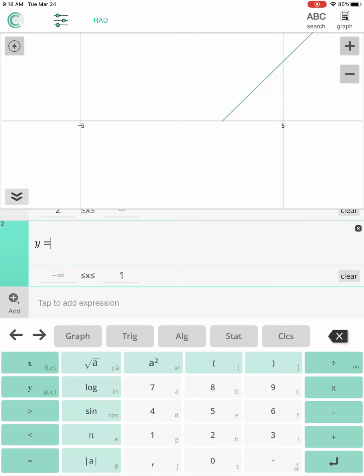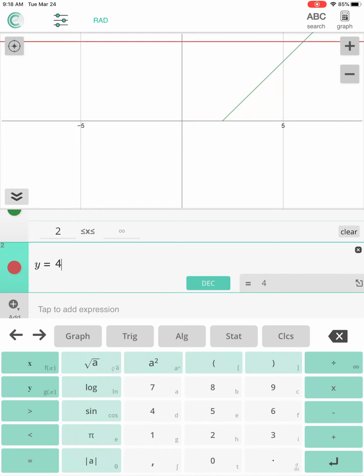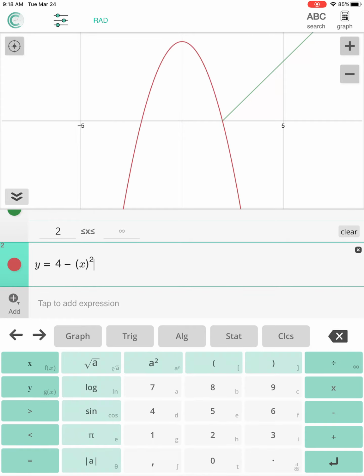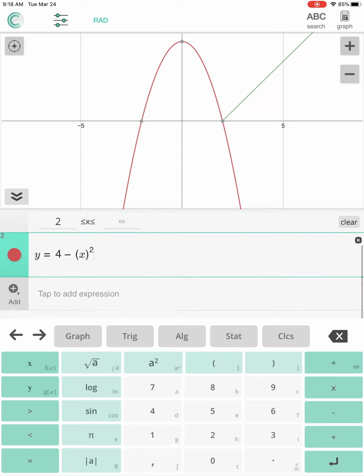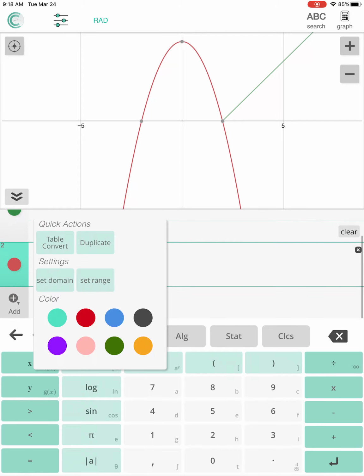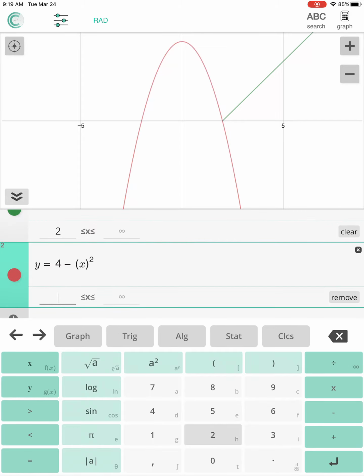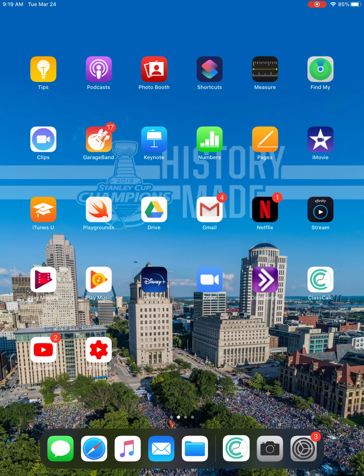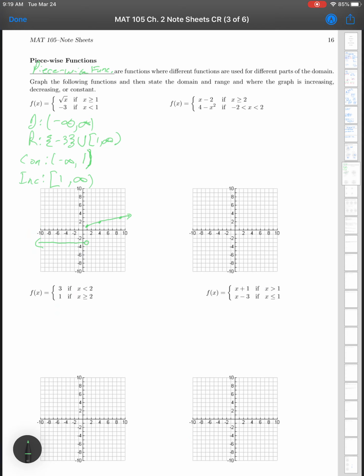Okay, and then this graph is now going to be 4 minus x squared, which I didn't type in very well. 4 minus x squared. And it's also going to have a restriction on it, so I'm going to set the domain again. This one's going to go from negative 2 to 2. So we get a graph that looks like that. Okay, so I could transfer that into my notes.